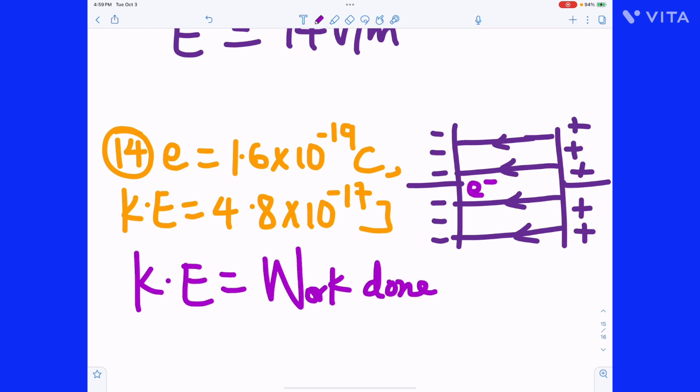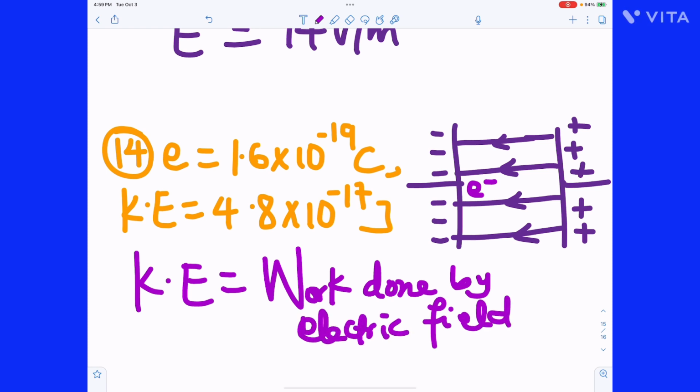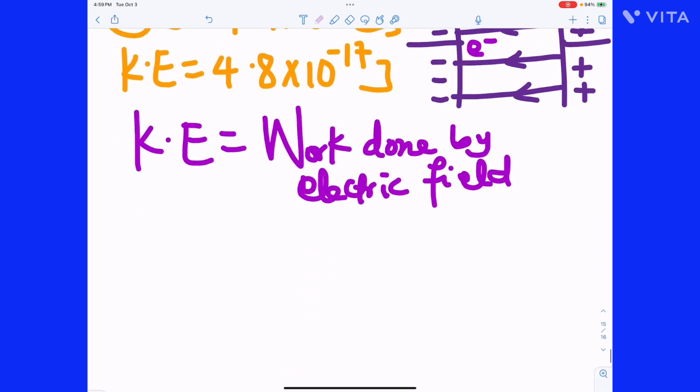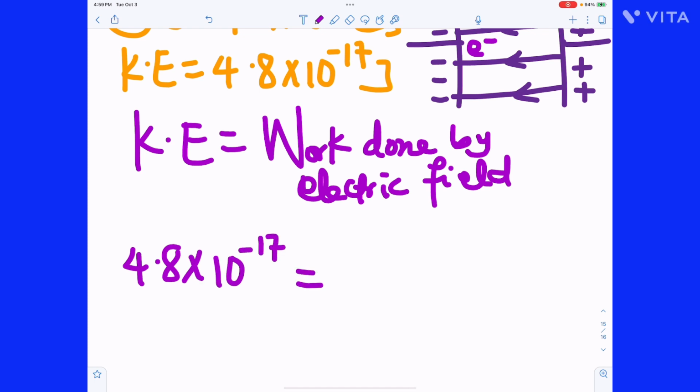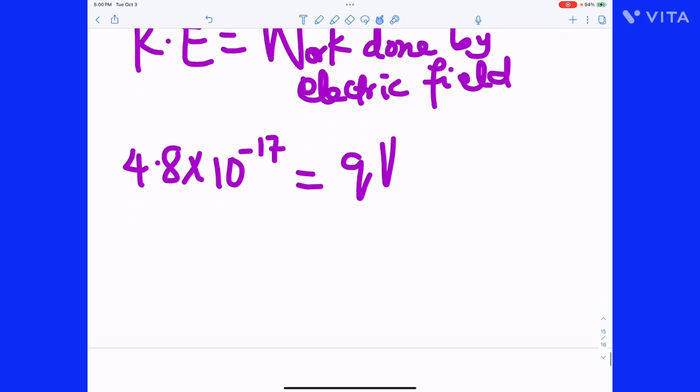The kinetic energy of the electron must be equal to the work done by the electric field in stopping the electron. So meaning that 4.8 times 10 raised to power minus 17 must be equal to QV, where Q is the charge of the electron.